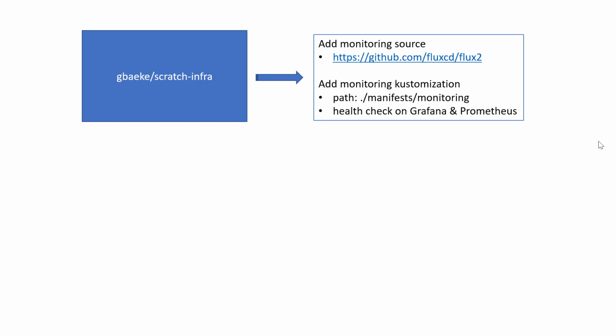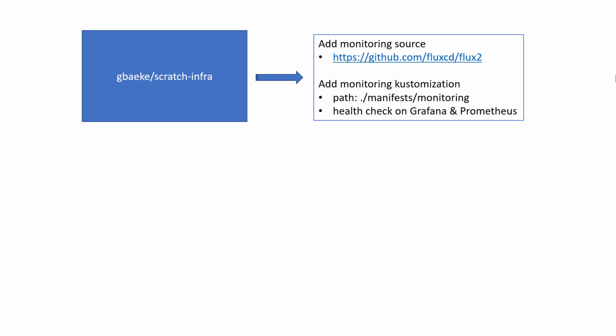Now, of course, if you have your own Grafana and Prometheus configurations already, you can use those to monitor Flux v2. But if you don't have anything else, you can actually just add a monitoring source to this Git repo and then add a monitoring customization that deploys the manifests inside this repo in manifest/monitoring. We'll see how that works in a moment.